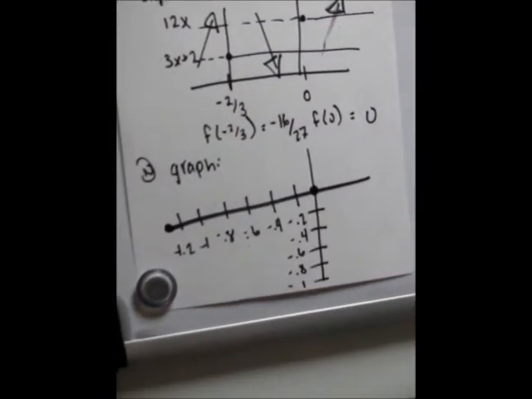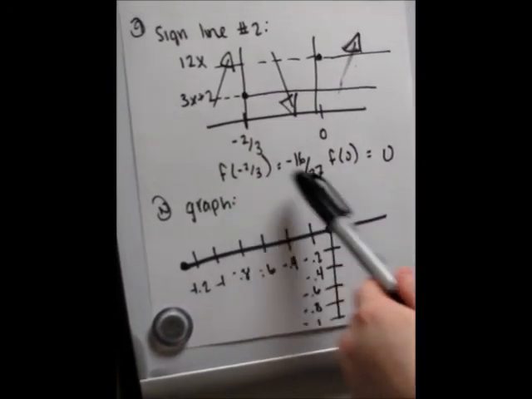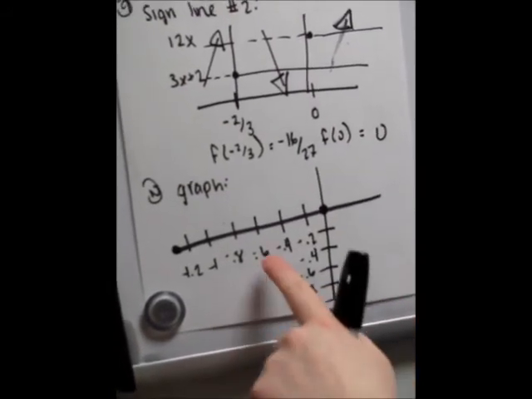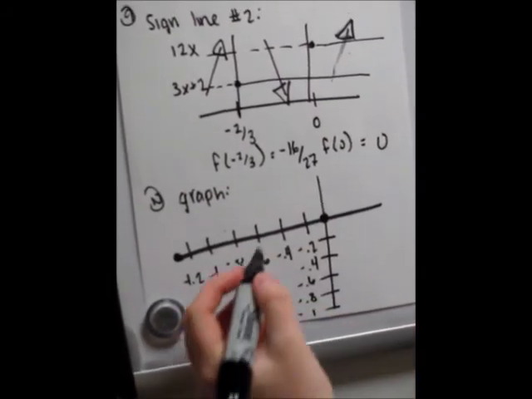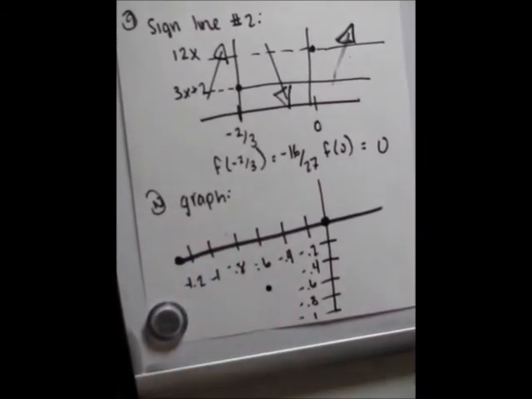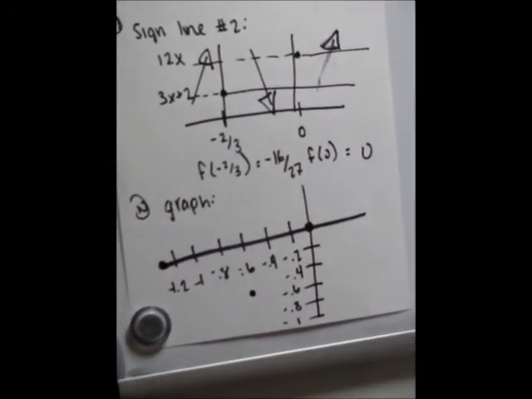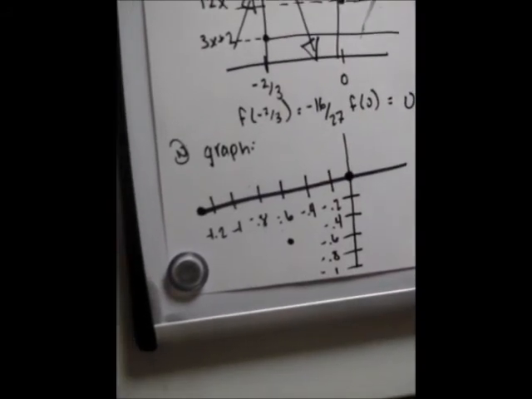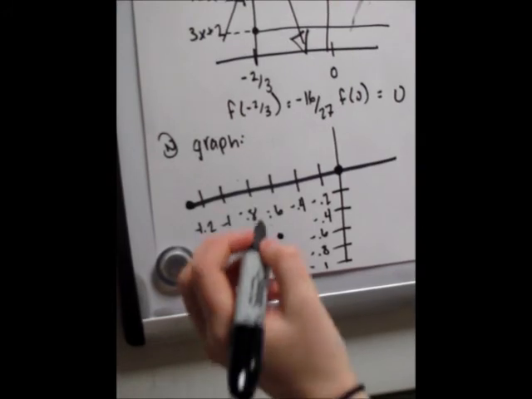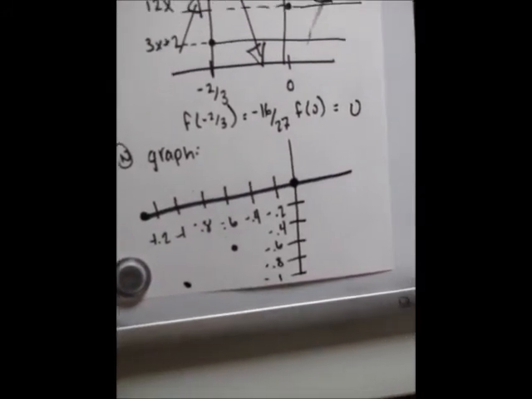Our critical values, we'll start with our second derivative. So we have negative 2/3 and negative 16/27, which is approximately negative 0.6 and negative 0.59. So our point will be right there approximately. And using our critical values from our first derivative, we're going to have negative 1 and negative 1. So we'll draw our point here. And that's going to be your relative minimum.